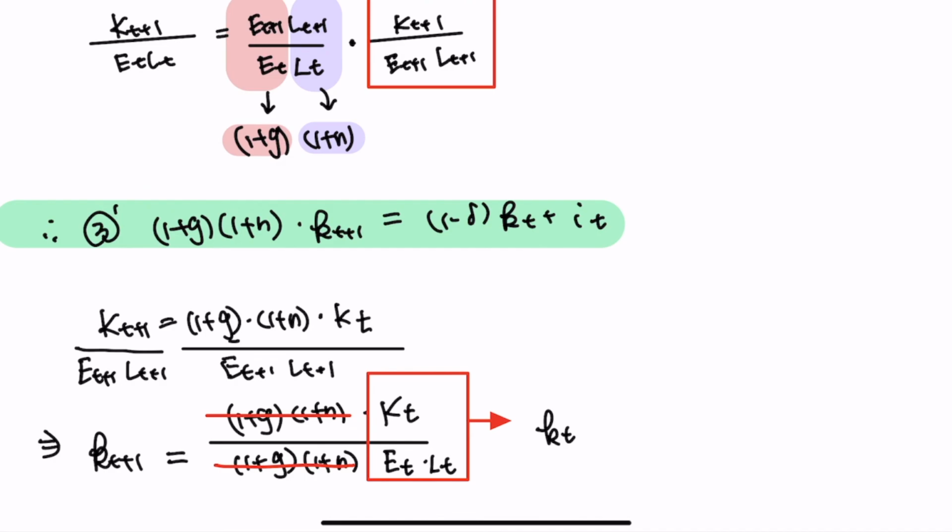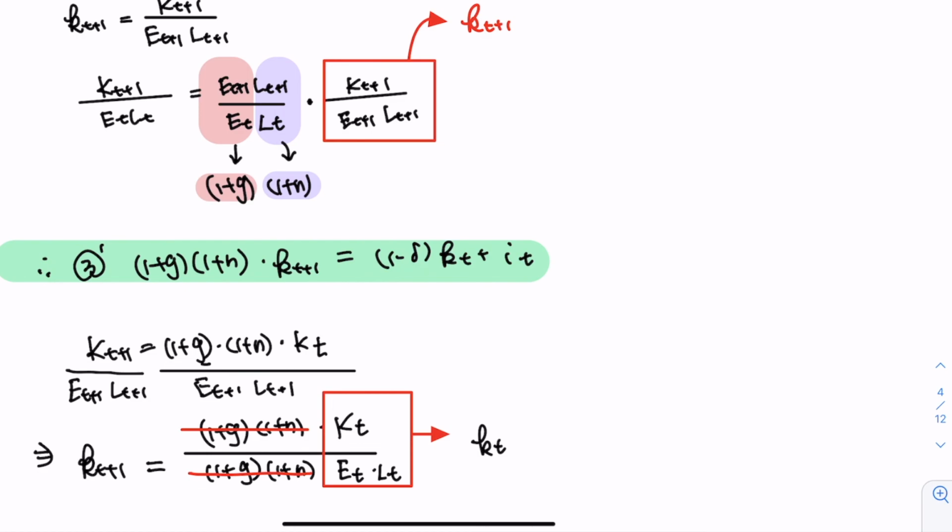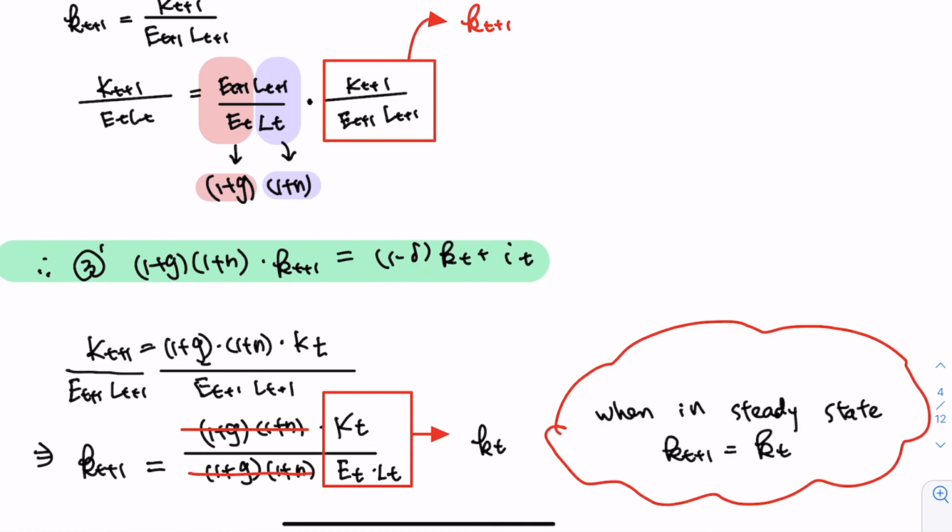Therefore, we know that after we express the variables in terms of per effective worker, even though this model allows population growth and technological growth, if the economy is in the steady state, the lowercase kt plus 1 equals the lowercase kt in the steady state. So then we can adopt this equation to help us pin down the steady state condition of this model.